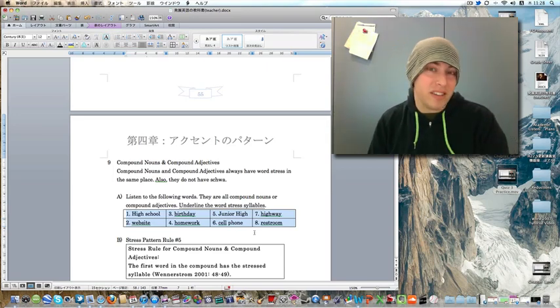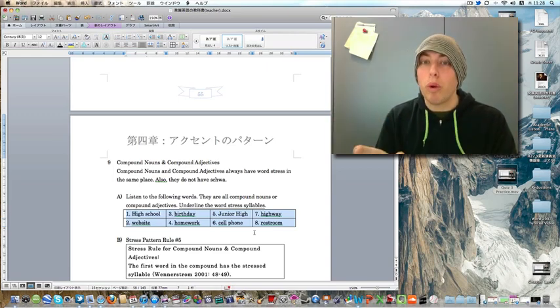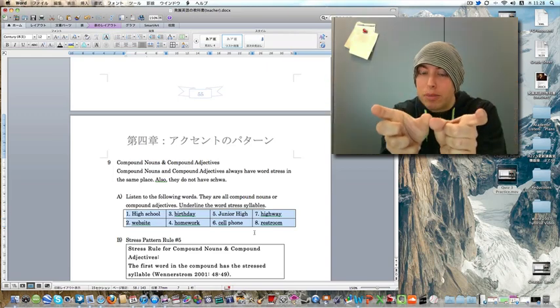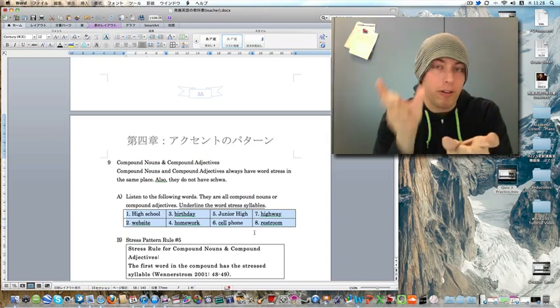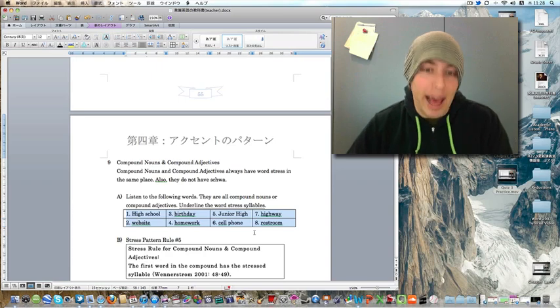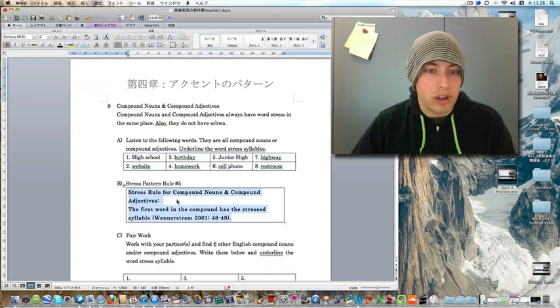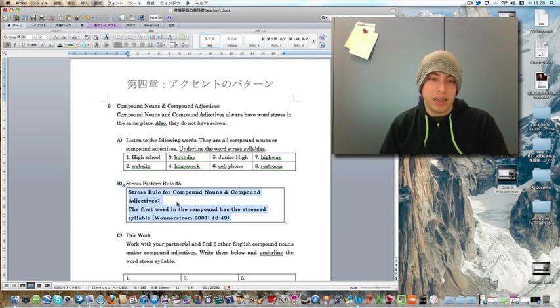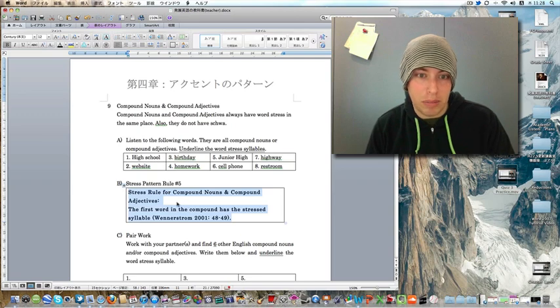Compounds have a very easy stress rule. If you have a compound noun, if you have a compound word, 2 words that come together to become a different idea, then the first word in the compound has the word stress. So here's the rule. Stress rule for compound nouns and compound adjectives. The first word in the compound has the stressed syllable.